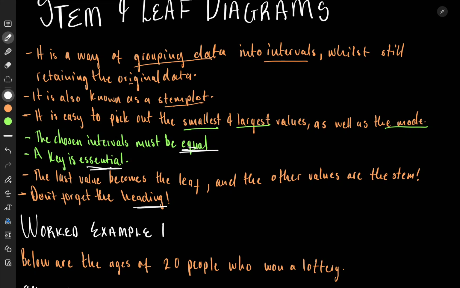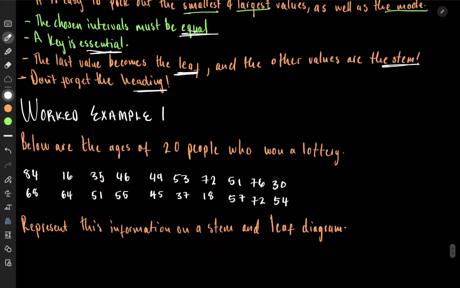Now, how do we make the stem and leaf diagram? Very easy, no matter what type of data you have. The last value in your data is the leaf, and all the other values are going to be the stem. When we are making the stem, we ignore any comma. If there is a comma, we ignore it, and the last value becomes the leaf. Don't ever forget that. Now, let's do this example.